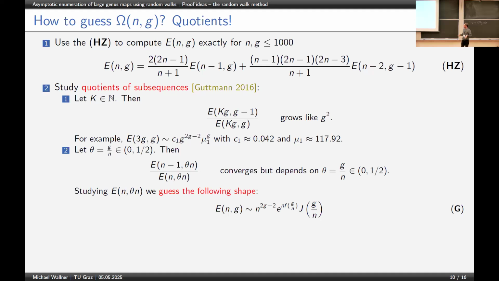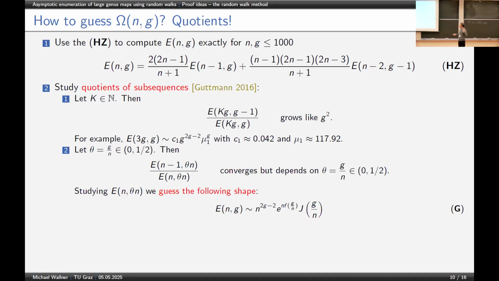After playing a little bit more, and here it's a lot of trial and error, you have to be a bit lucky and find something. But we guess that it has more or less this shape. So E_{n,g} behaves asymptotically, hopefully, like (n to the 2g minus 1) times some exponential growth, e to the n times a function f depending on the quotient, times another function j. This is still just a guess, but we use it as an ansatz. Let's assume it's this and hope that it works out.